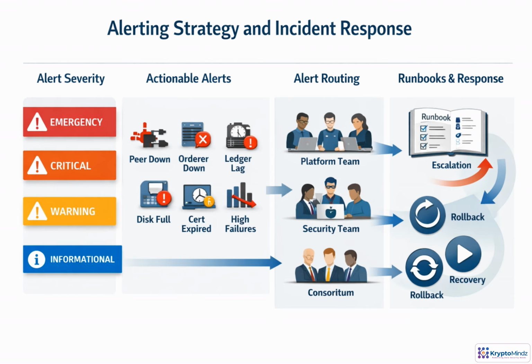Strong alerting starts with business impact. Not every signal deserves a page, so classify severity from informational through emergency. Make alerts actionable: peer down, orderer unavailable, ledger lag, disk exhaustion, expiring certificates, or high invalid transaction rates. Route each alert to the team that owns the service, whether platform, security, application, or consortium operations. Every alert should link to a runbook for triage, escalation, mitigation, recovery, and post-incident review.